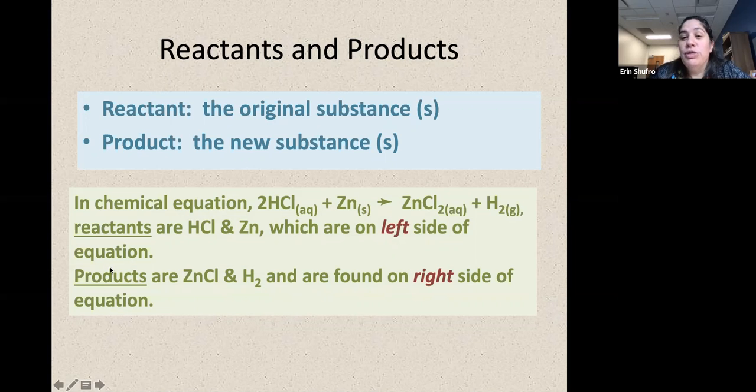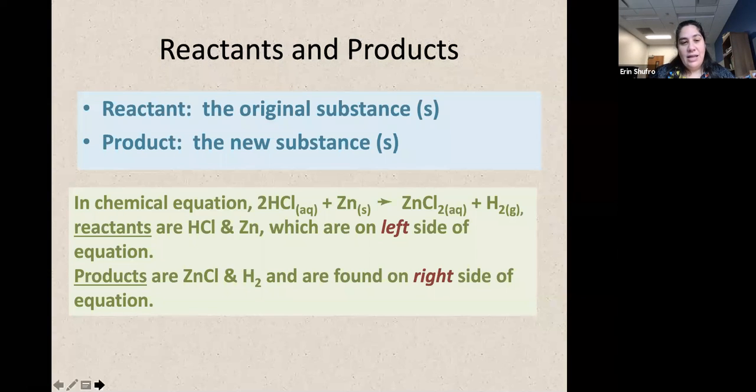Products, or the new thing that I made, are found on the right-hand side of the arrow. So on the right, here's my arrow. On the right-hand side, I have zinc 2 chloride and hydrogen gas. Again, reactants are always on the left-hand side of my chemical equation. Products are always found on the right-hand side. So whenever you're looking at a chemical equation, you can quickly identify the reactants by looking at the left side of the arrow and the products by looking at the right-hand side of the arrow.